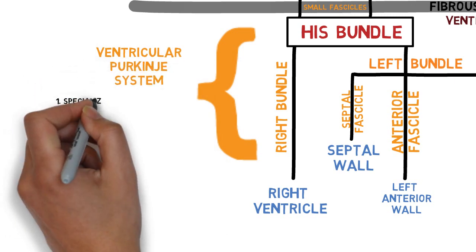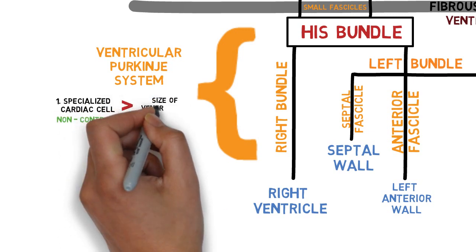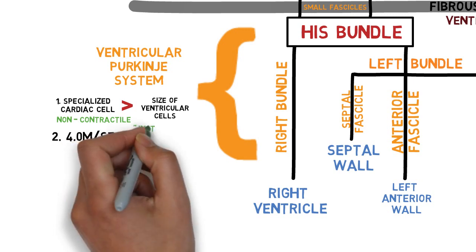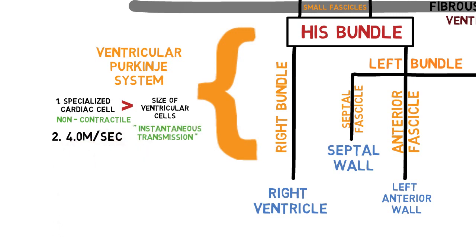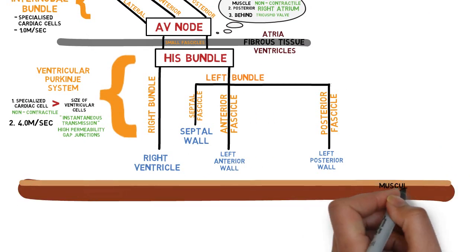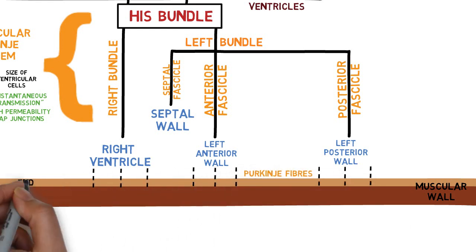Likewise, they are also a group of specialized cardiac cells which are non-contractile. Unlike the SA node, their individual cells are actually larger than that of the ventricular myocyte cell. They also conduct electrical signal at a speed of 4 meters per second, the fastest, almost instantaneously delivering them to all cardiac ventricular cells by having specialized kind of gap junctions with very high permeability. At the very end, they penetrate about 1/3 of the muscular layer, that is the endocardium.